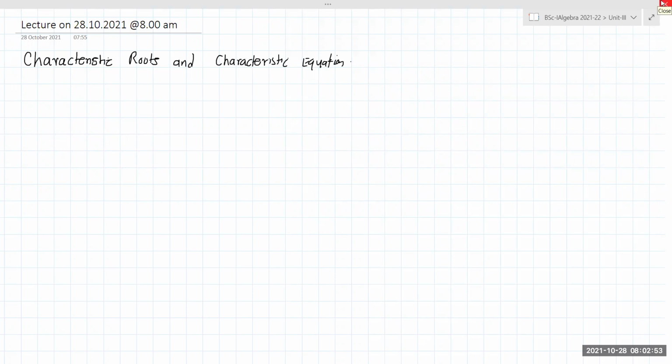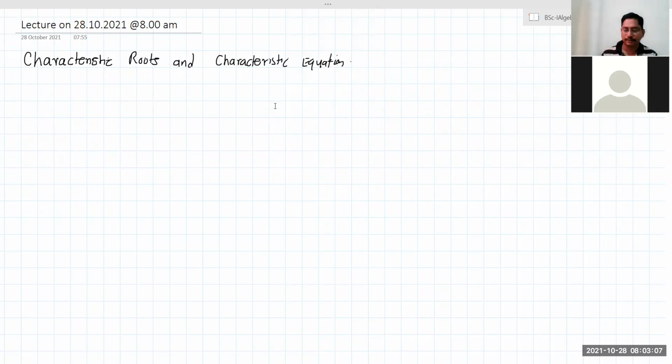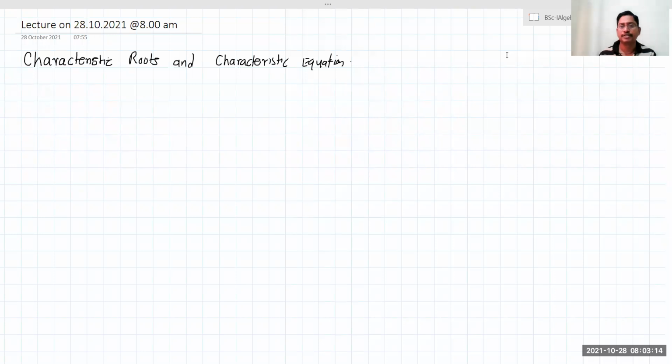Today in this lecture we will discuss the basic definitions regarding the characteristic roots and the characteristic equations. So first of all, we want to define some definitions. I am going to explain here: characteristic function, then characteristic polynomial, and then characteristic roots, spectrum of the matrix, and total 4 or 5 definitions are there.